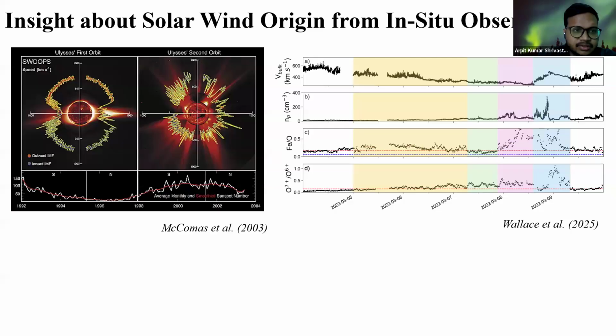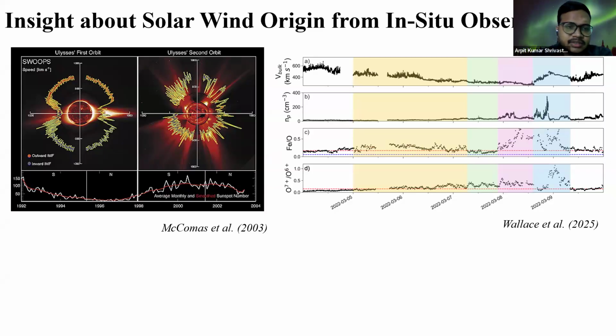So let's begin with what we can understand about the solar wind origin from the in situ observations. Ulysses observed the latitudinal variation of the solar wind speed, and they found that during solar minima there is a distinct separation between high speed winds and low speed winds. High speed winds are coming from polar regions and low speed winds are situated near the equatorial regions. Based on that, solar wind is broadly characterized into fast and slow solar wind.